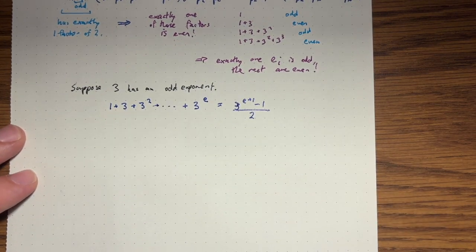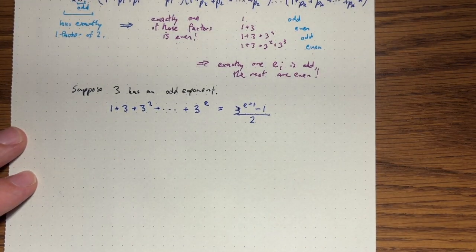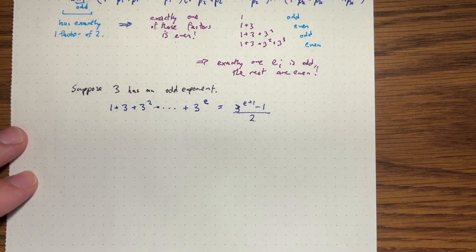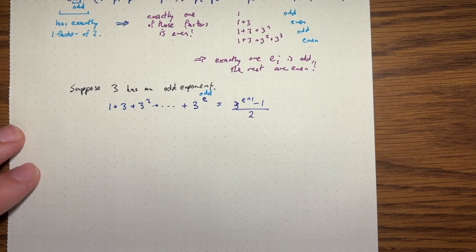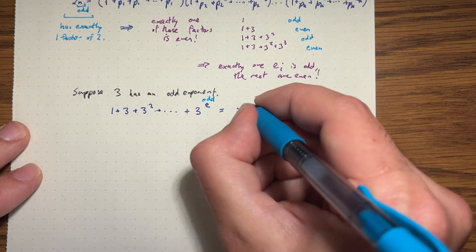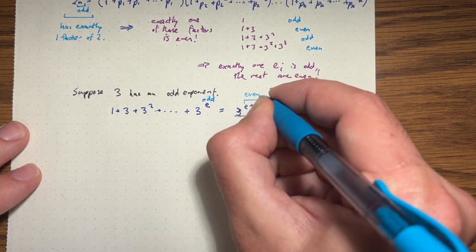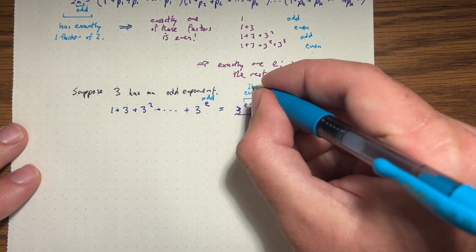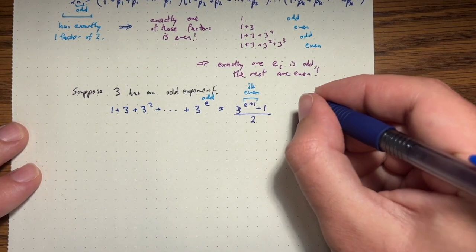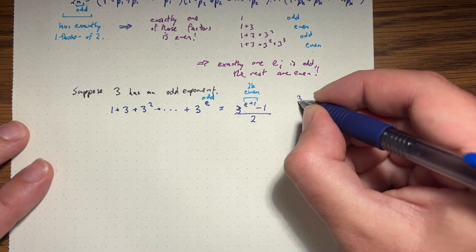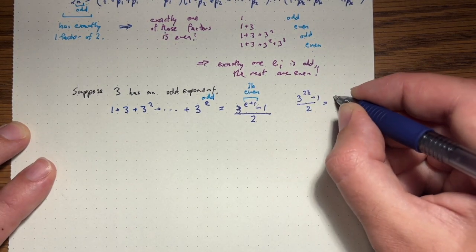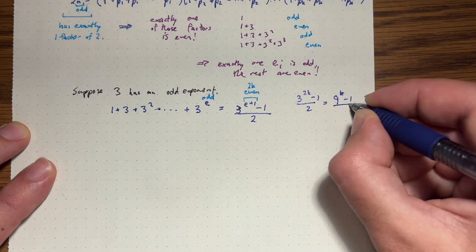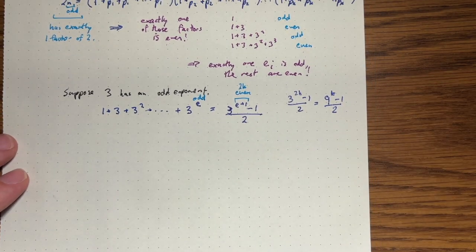But if E is odd, then E plus 1 is even. So it's of the form 2k. So we have 3 to the 2k minus 1 over 2, which is just 9 to the k minus 1 over 2.